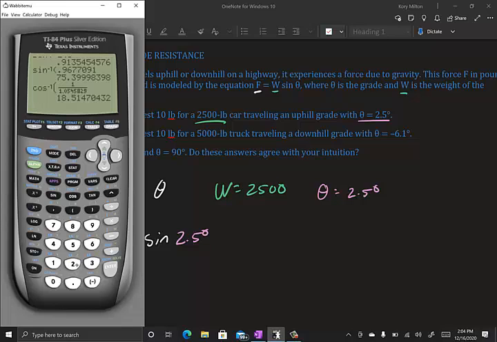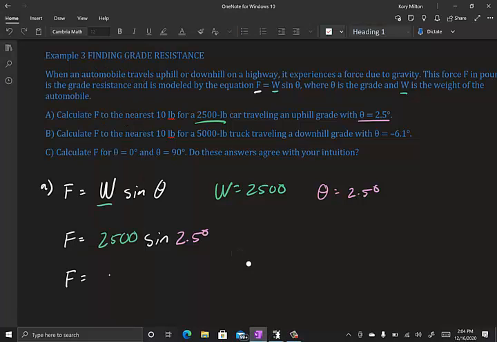So we have 2,500 sine 2.5. We get 109.0484684. But it says to round to the nearest 10 pounds. So that's 10, 20, 30, 40, 50, 60 pounds. The next one up would be about 110 pounds.